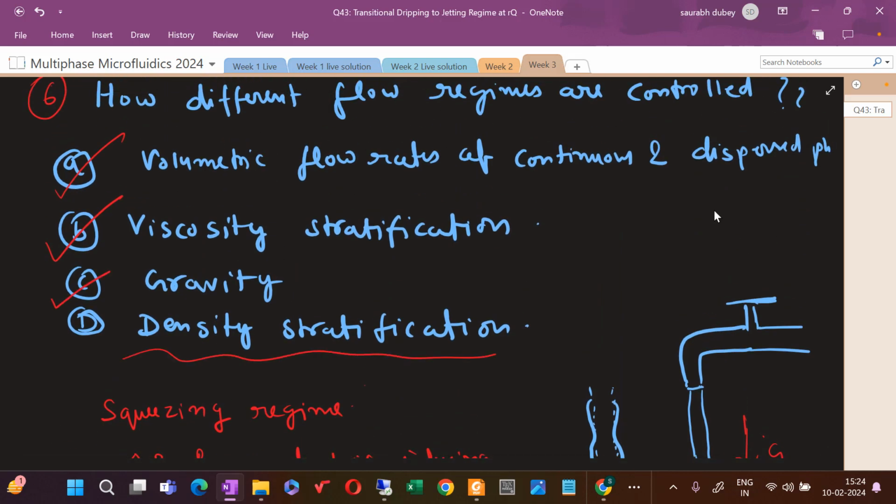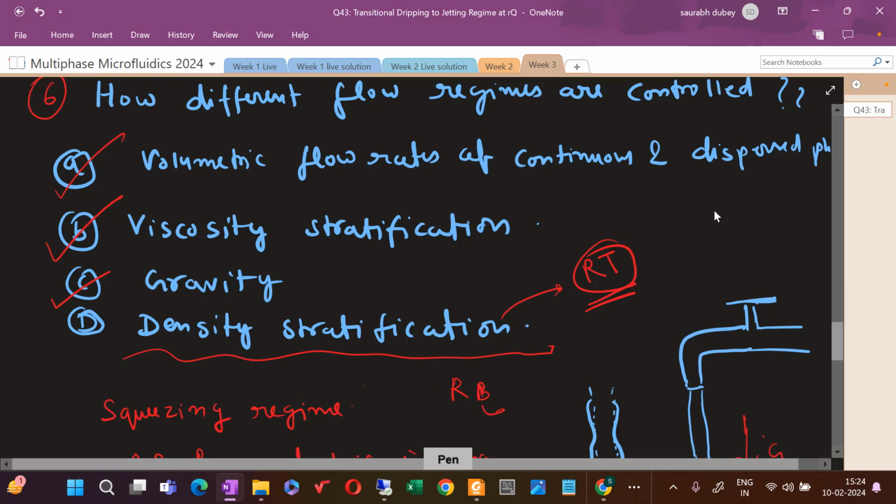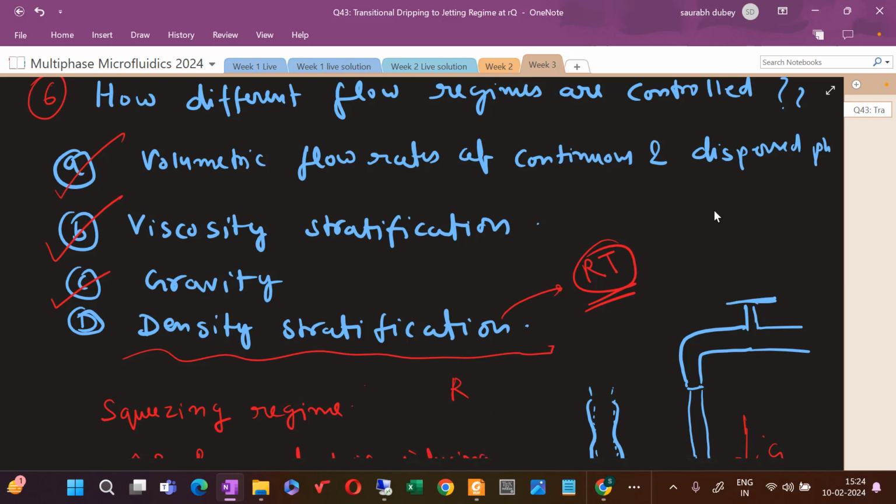And what about density stratification? Sometimes density is responsible for Rayleigh-Taylor instability, so there will be another kind of instability coming into play. For example, Rayleigh-Plateau instability was the one, which is nothing but the falling of tap water.